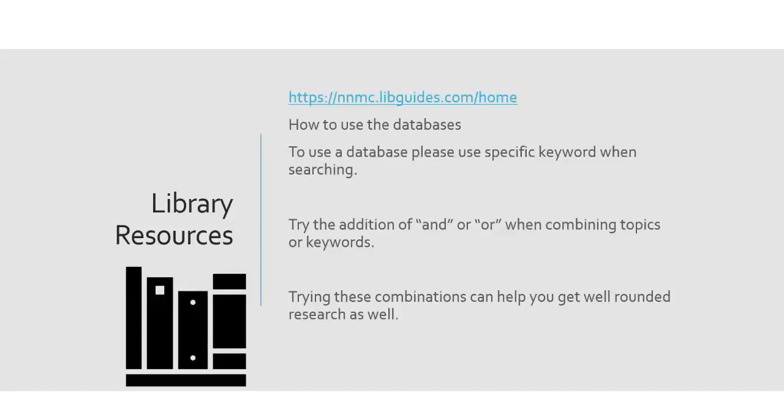Next to last, we want to go over our library resources. So we have a bunch of databases available to the students through our library resources, even though the library is closed physically. So to use the databases, we use specific keywords when searching, and I recommend that we try the addition of "and" or "or" when combining topics or keywords. And these combinations can help you get really well-rounded research.